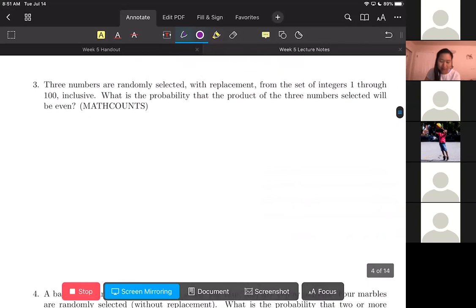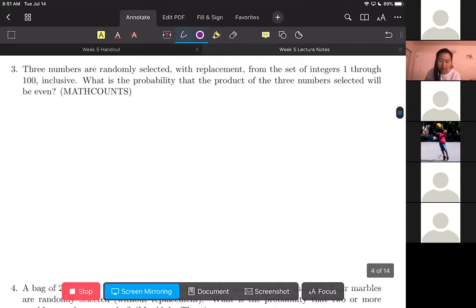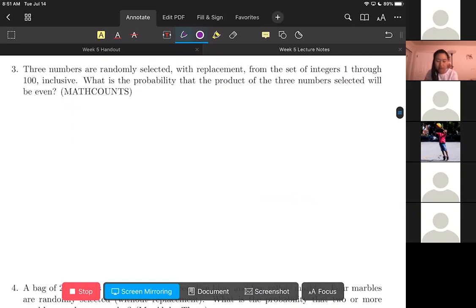So this one says 3 numbers are randomly selected with replacement from the set of integers 1 through 100 inclusive. What's the probability that the product of the 3 numbers selected will be even? So anyone have ideas on how to get started on this one? You could start with the denominator, which would be I think 1,000,000.